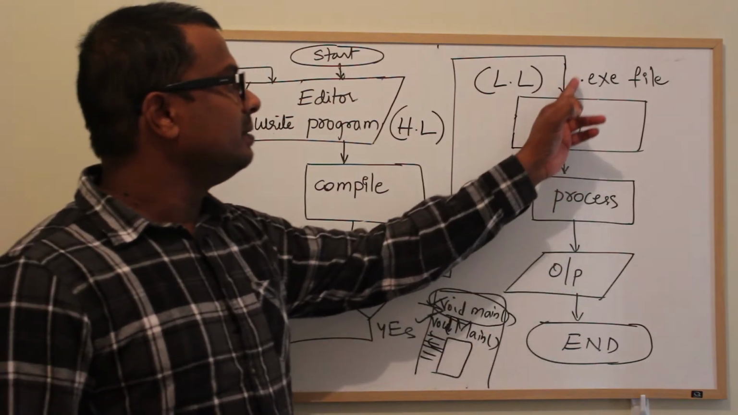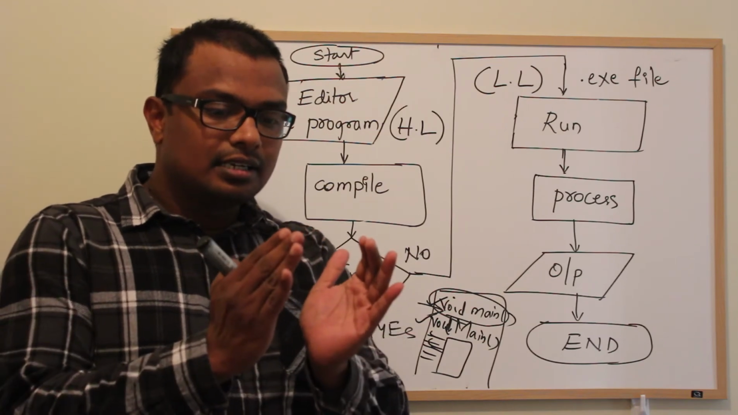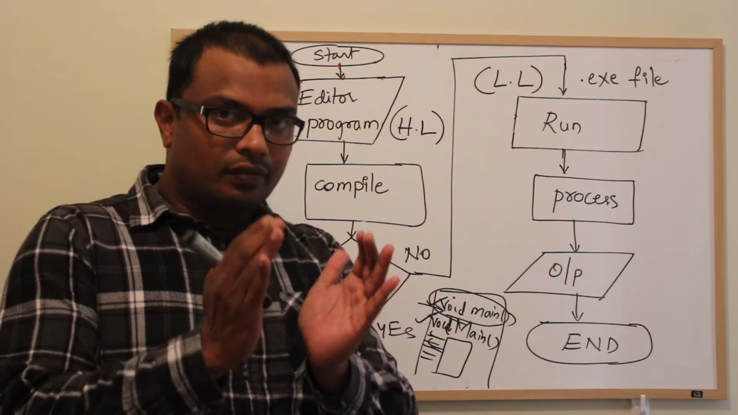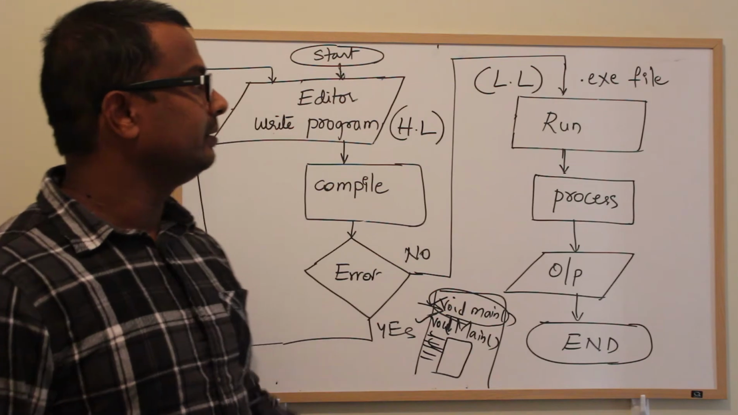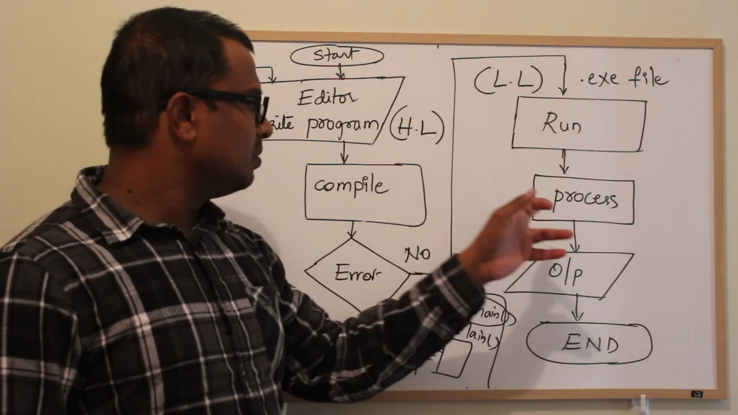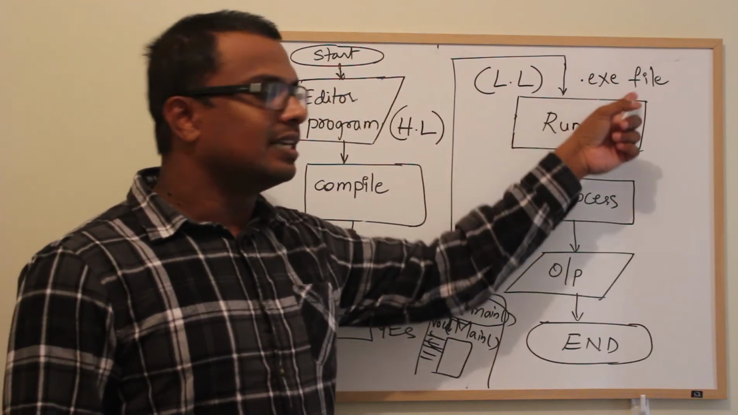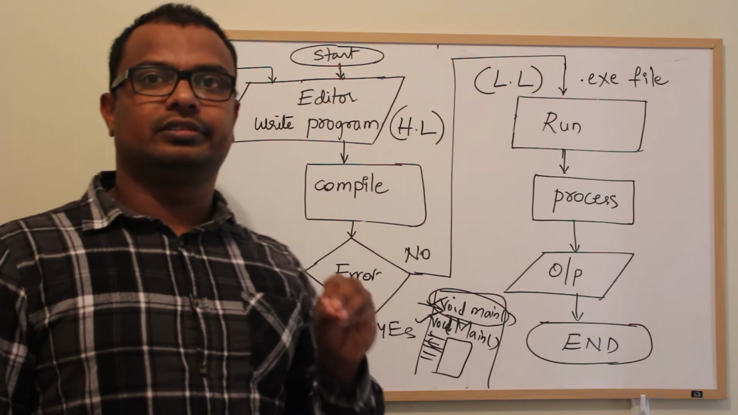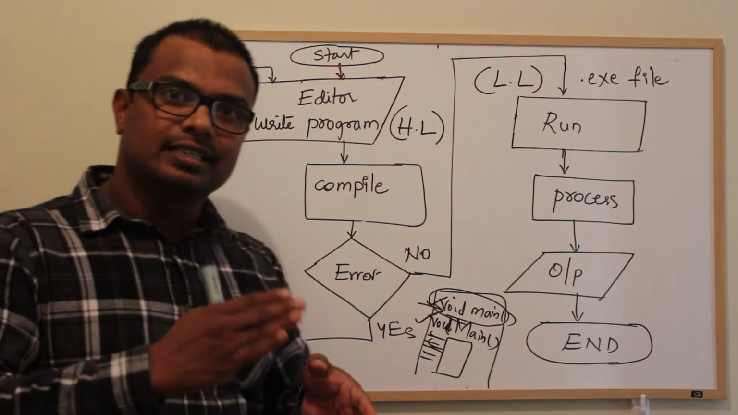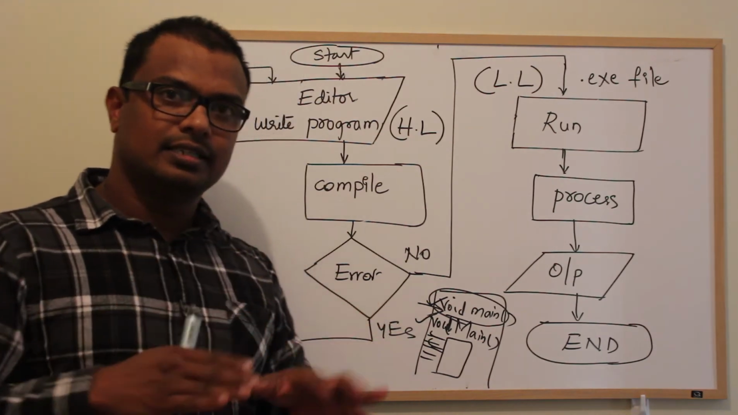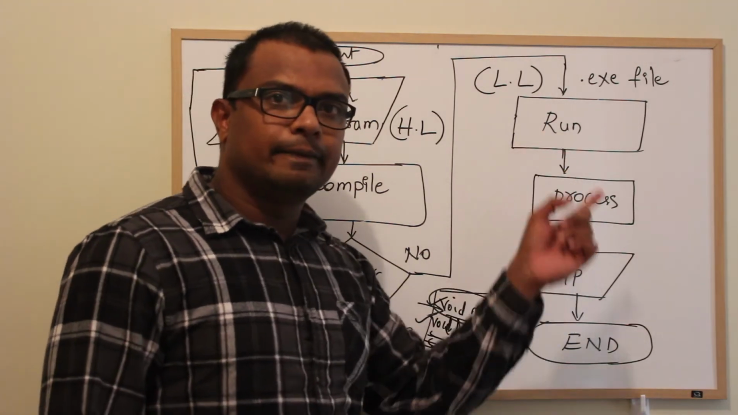Executable file. That means it is ready for running. You can run the zeros and ones file which has been generated by the compiler on the computer now, right? That means in simple words, the program which you have written in high level language has been converted into zeros and ones, ready for the computer. Now run means the program starts running, executing. So now what happens in the running?